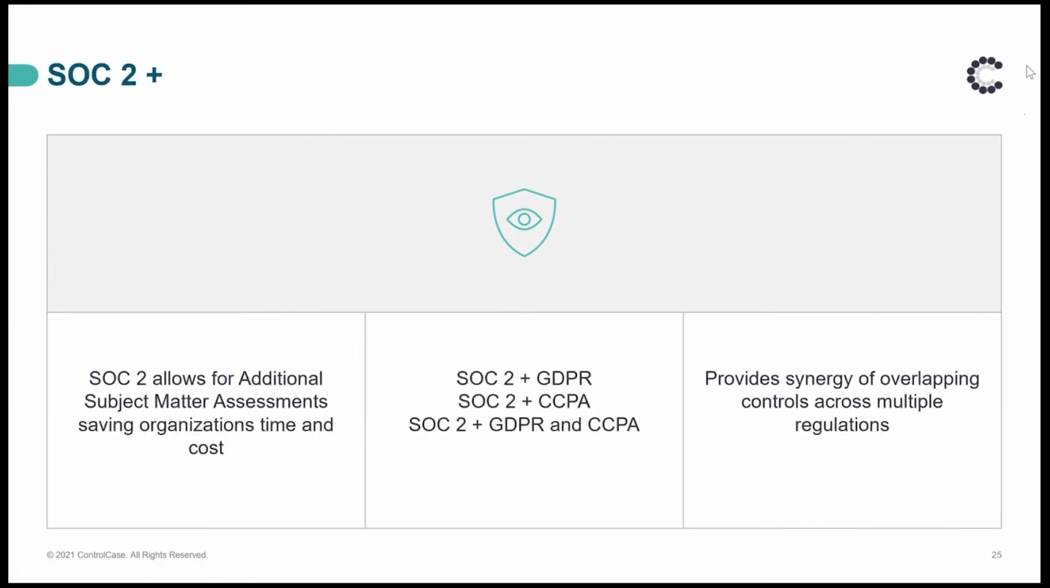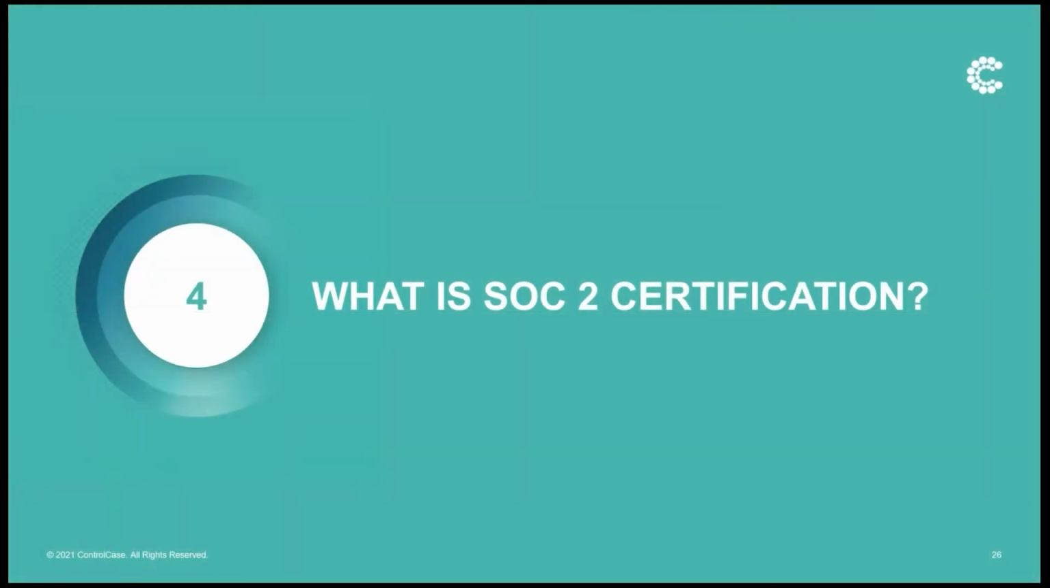And then we have SOC 2 Plus reports. SOC 2 Plus allows for additional subject matter assessments to be placed into a SOC report, saving your organization time and cost. The way it does that is by saying, for example, in regards to privacy, SOC 2 plus GDPR or SOC 2 plus CCPA. It really creates a synergy of the overlapping controls over these multiple regulations to minimize, again, your time and your cost.